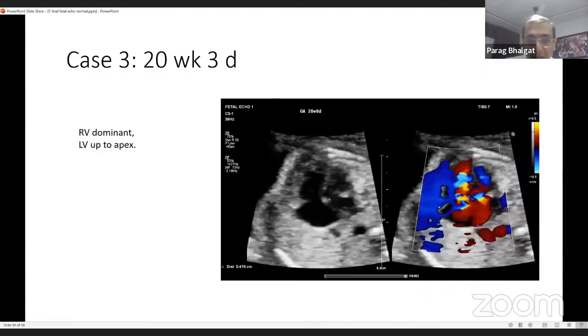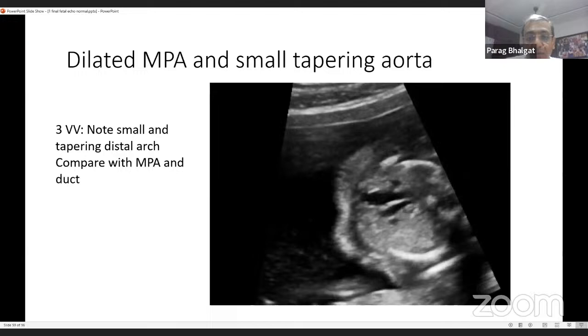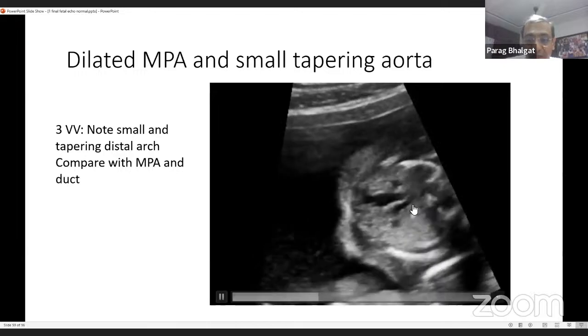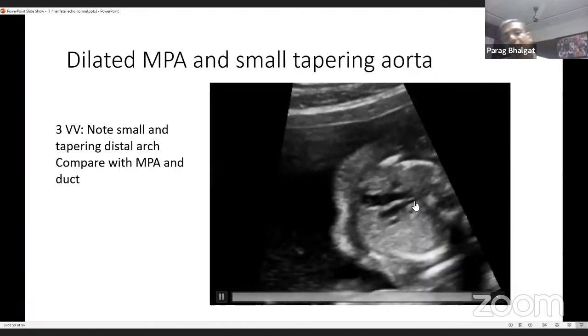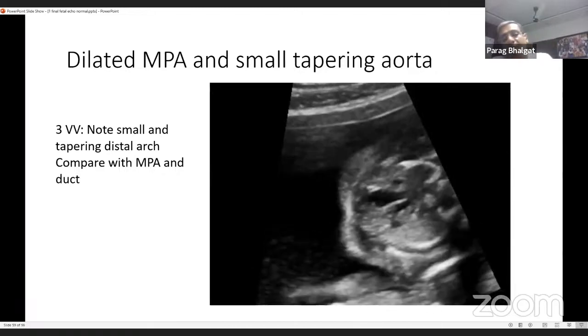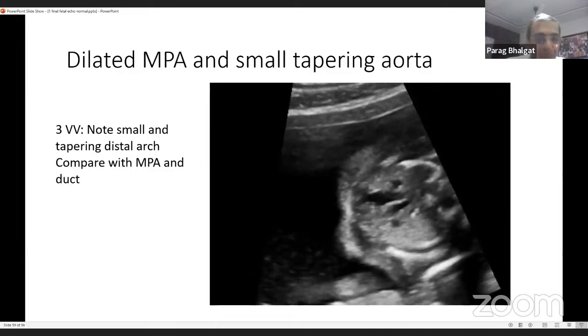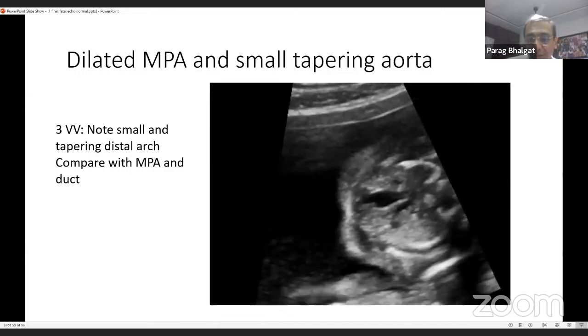Another case: RV is dominant, LV is small, LV is up to the apex. Now look at this aortic arch, which is significantly tapering and difficult to trace till here, where the duct and aortic arch meet. And also note the relative size of the arch as against the main pulmonary artery.